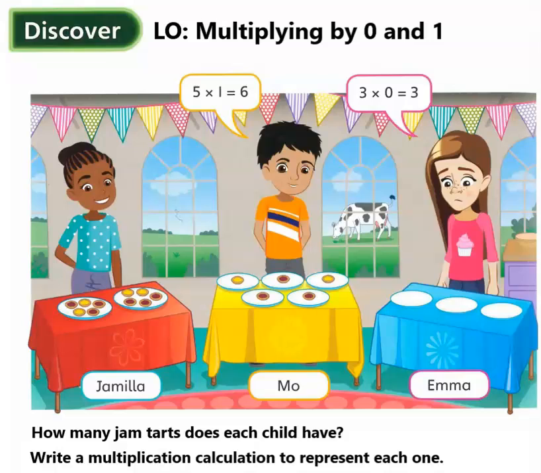We are going to write sentences that describe some pictures. Let's begin with our discovery picture. How many jam tarts does each child have? Write a multiplication calculation to represent each one.